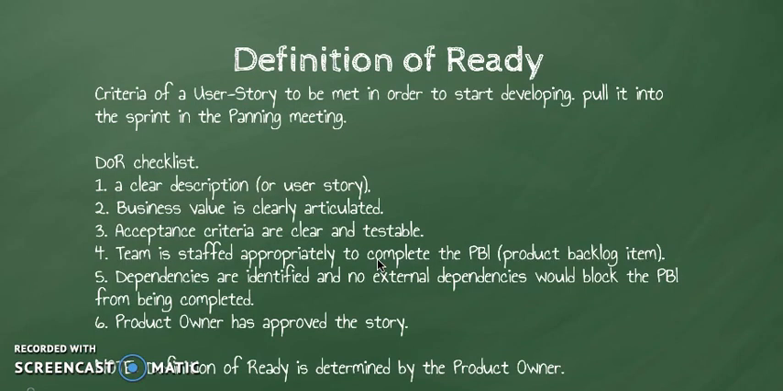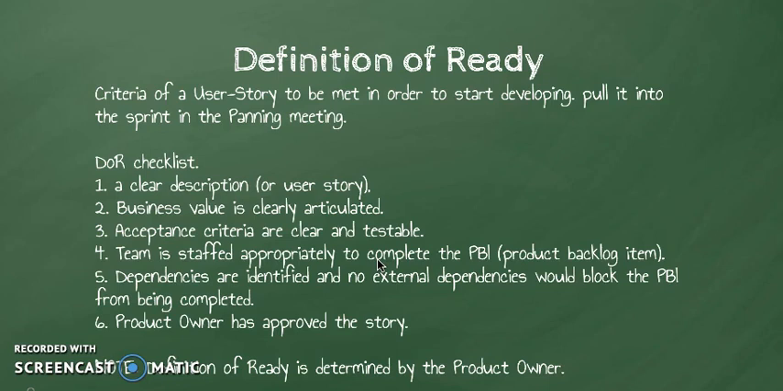So definition of ready is basically the criteria the user story must meet in order to start developing, and we agreed, and then only we can pull the user story from the product backlog to the sprint planning meeting. So below are some checklist items. On the basis of that we can say yes, it's a definition of ready, we achieved it. So the points are, the first one is a very important thing, a clear description for the user story so that the developer can easily understand what they are going to develop.